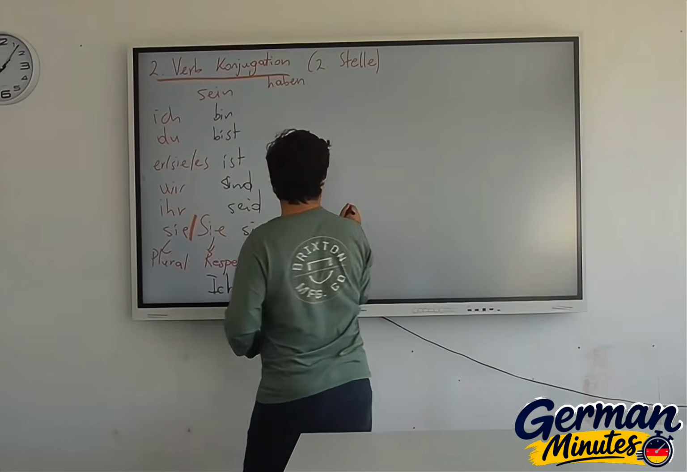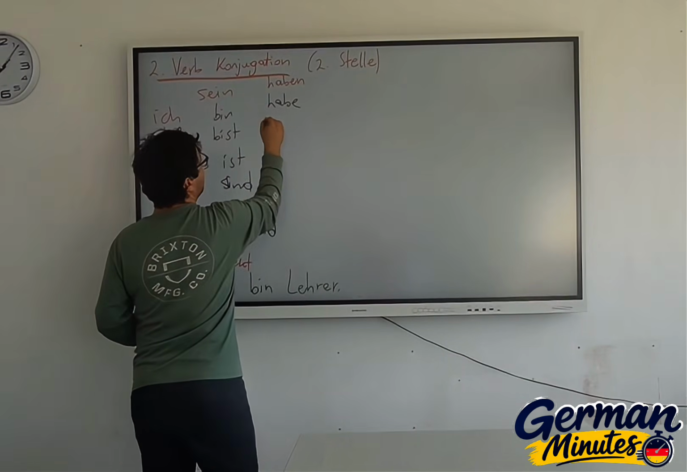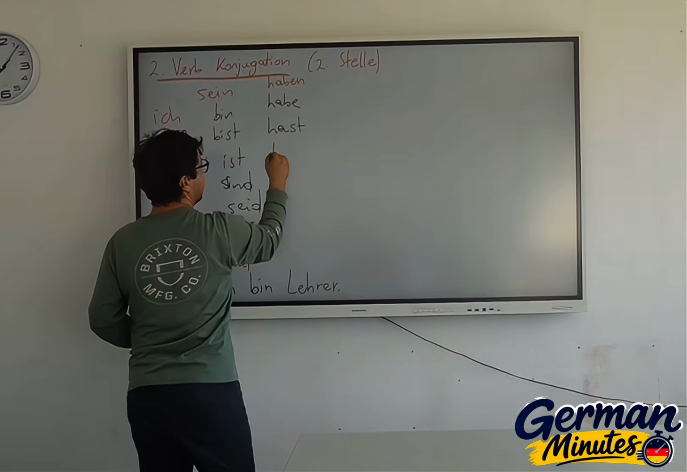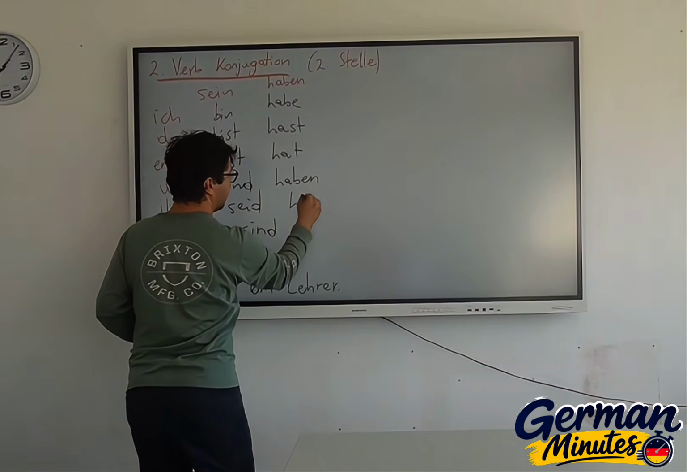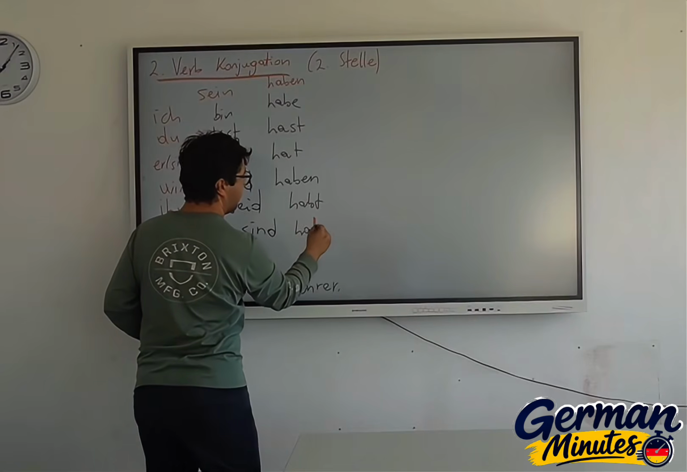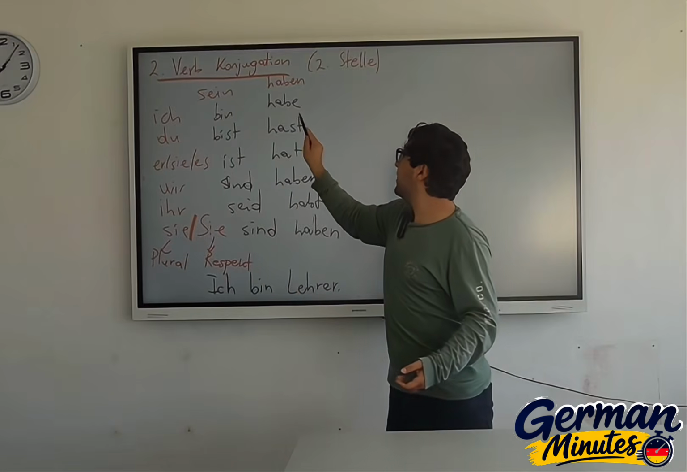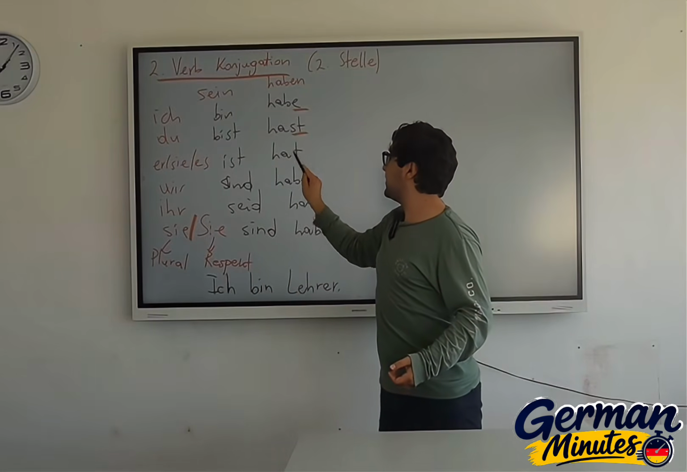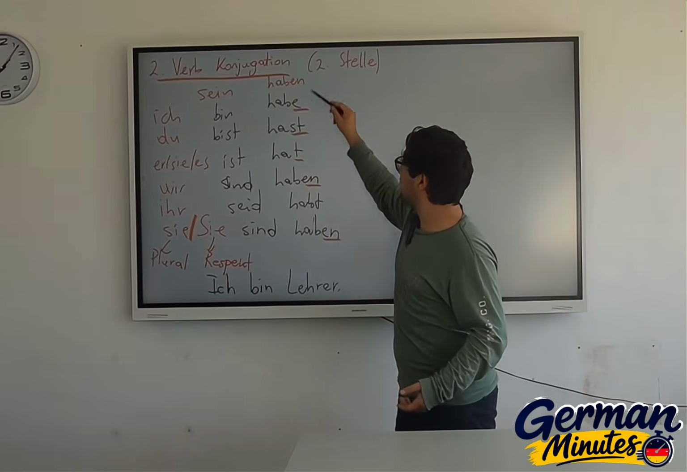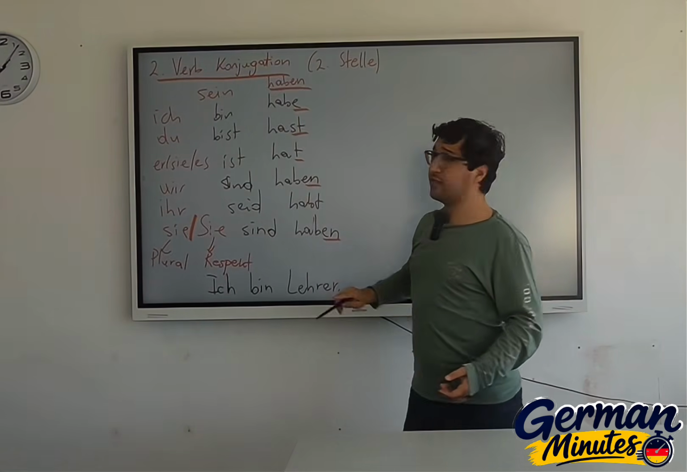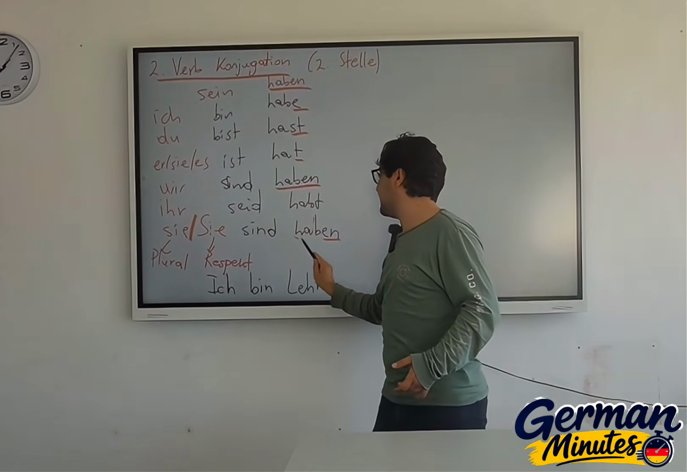Haben. Ich habe. Du hast. Er, sie, es hat. Wir haben. Ihr habt. Sie haben. What's important here? Ich habe, du hast, hat, haben, habt, haben. And you will see the verb itself, the infinitive form, is the same as wir haben, sie haben.